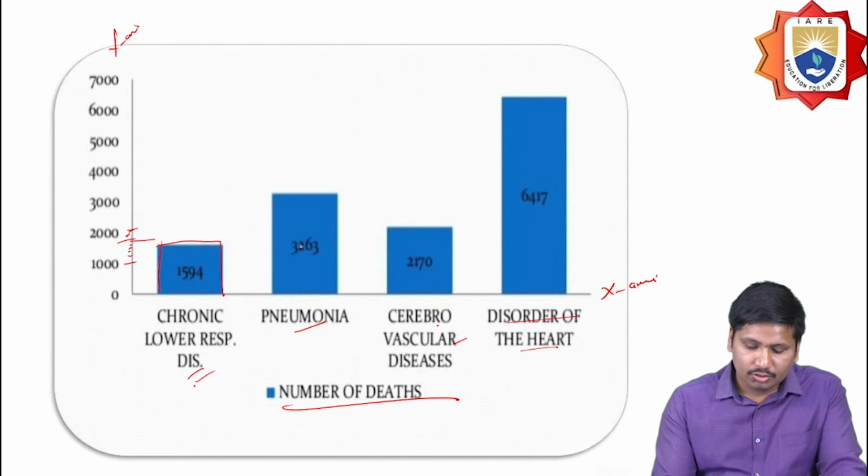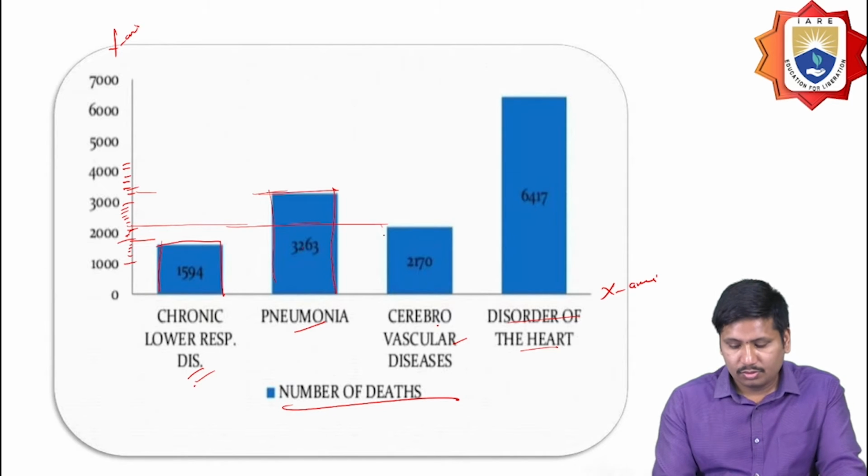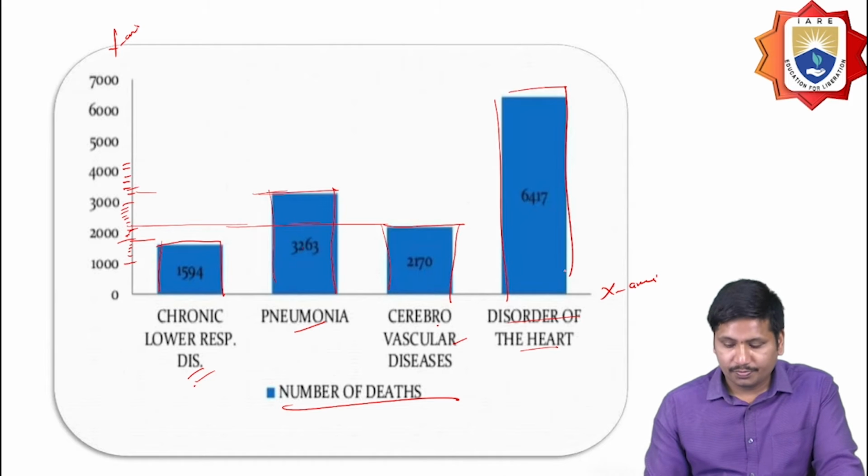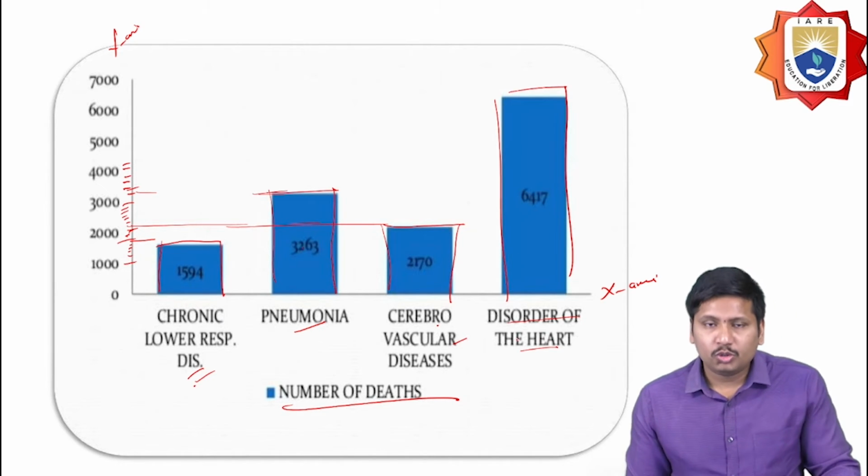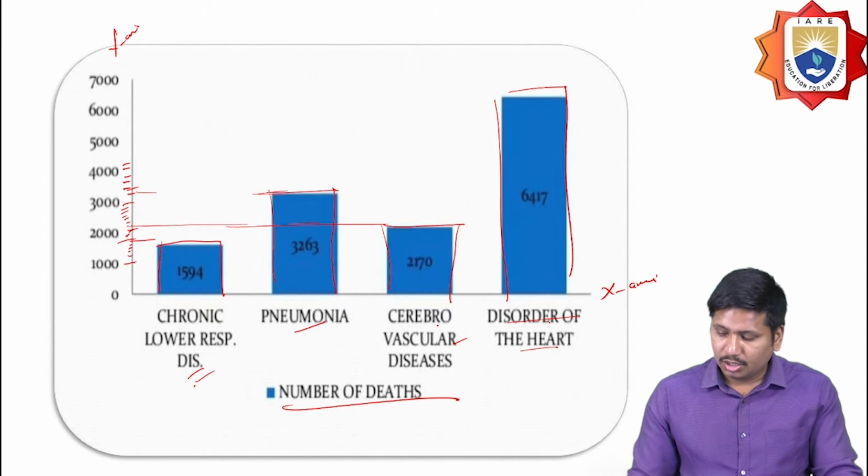Similarly pneumonia is 3263. Let me take this and construct it like this. Then 2175, and then 6417. Like this I can draw this bar chart, a simple bar chart, by considering the data.